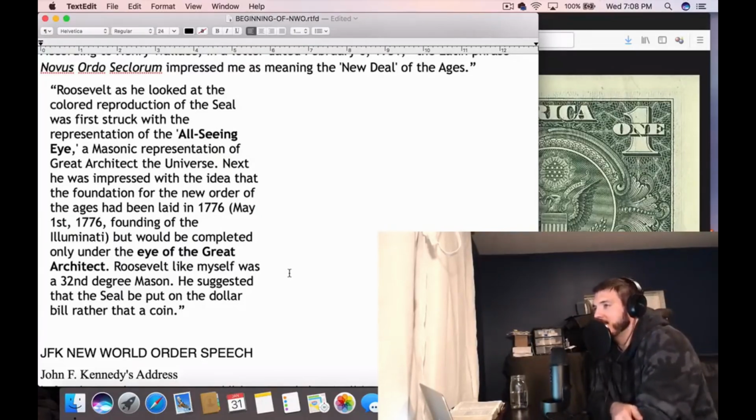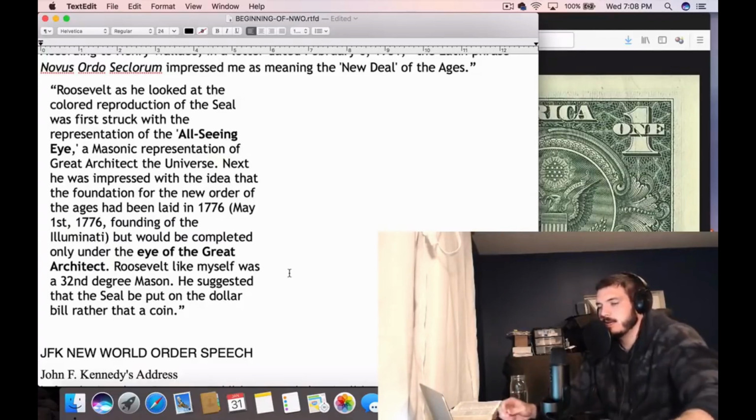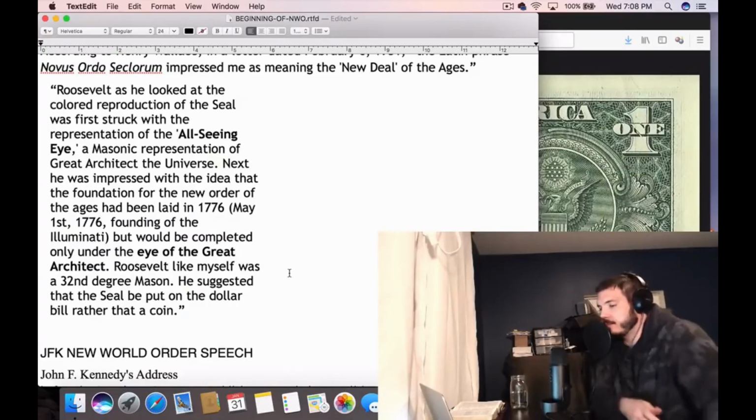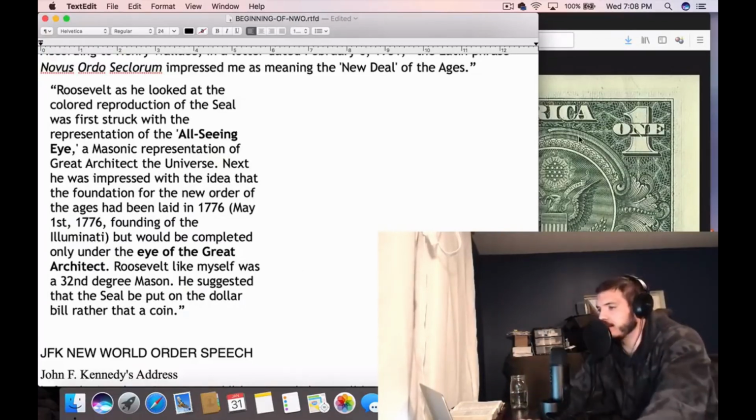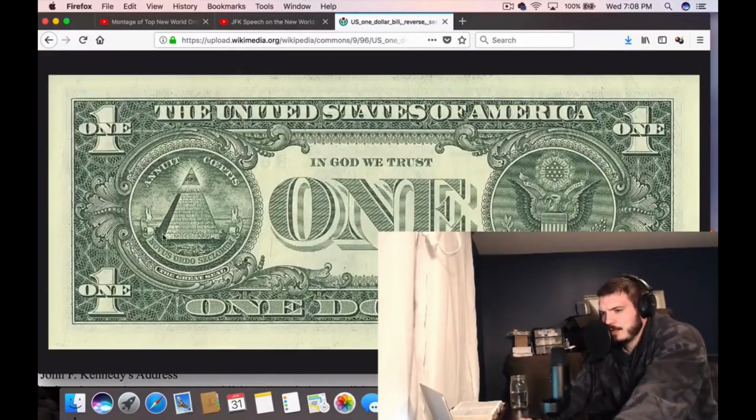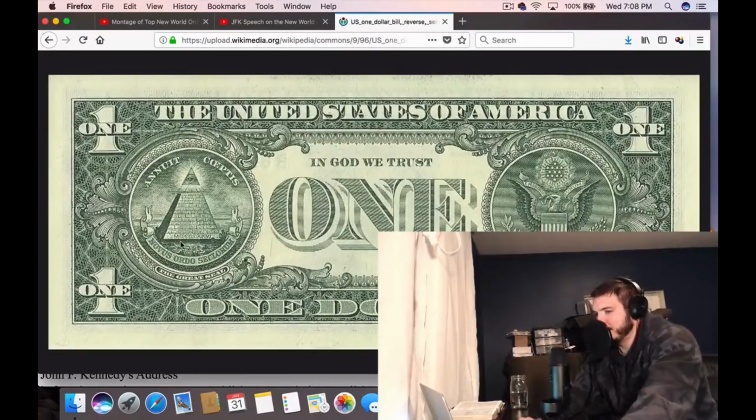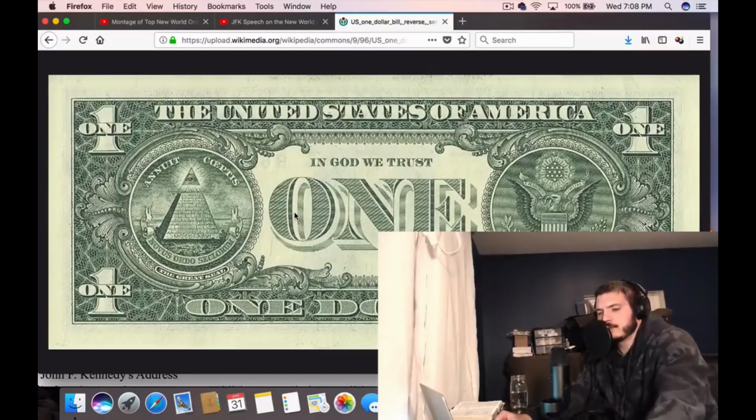Okay, so 1776. A lot of people see that because if you go to the dollar bill and add up the Roman numerals on the bottom, it adds up to 1776. So why is that significant? Well, people say that was when the Declaration of Independence was signed. That was the founding of our country, right?